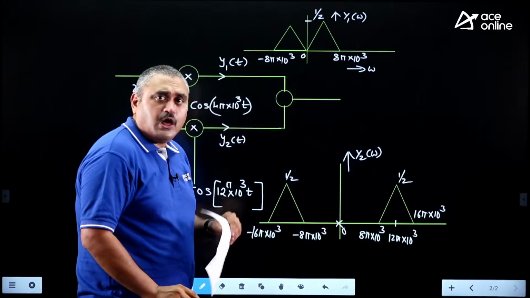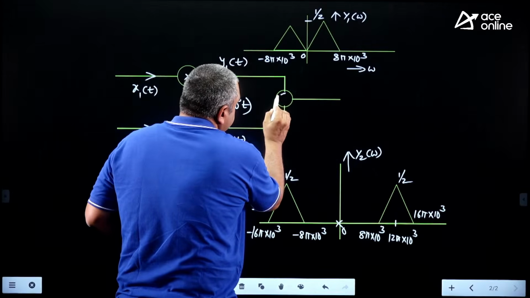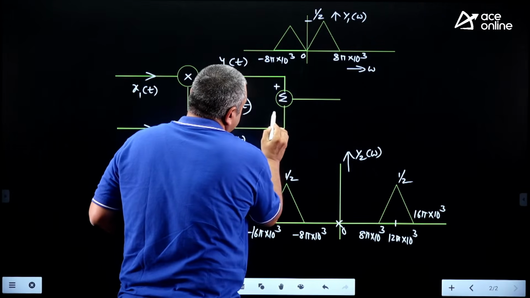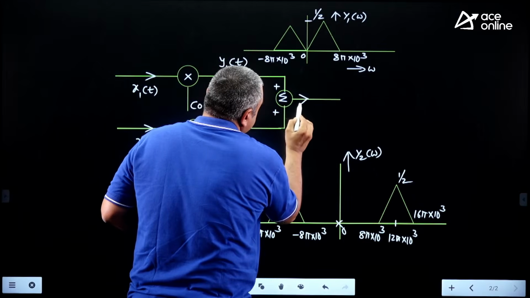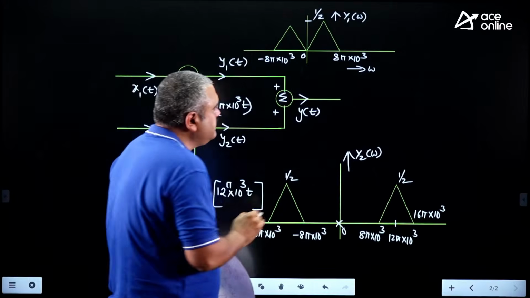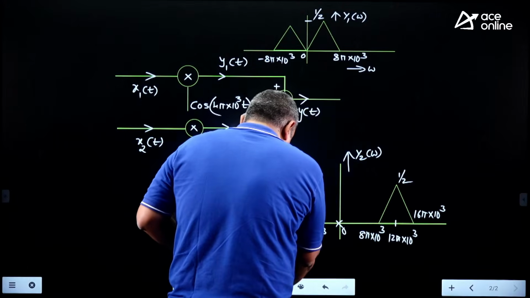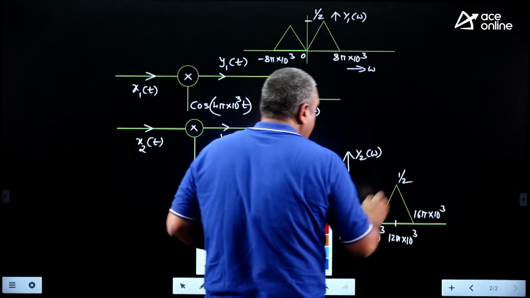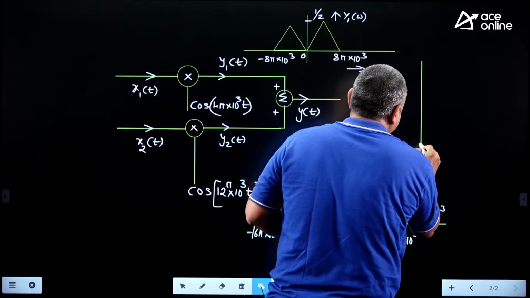Okay. Now what is he doing? He is giving it to a simple summer. He is doing addition here, and he is saying the output is y of t. So what would be the resulting spectrum of y of t? y of t will have a spectrum y of omega. Your final spectrum looks like this.